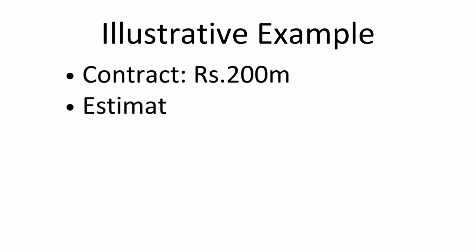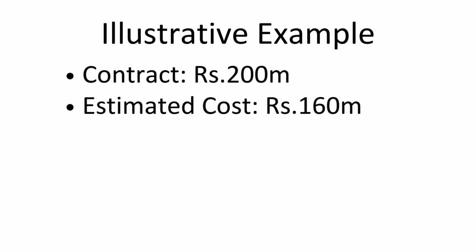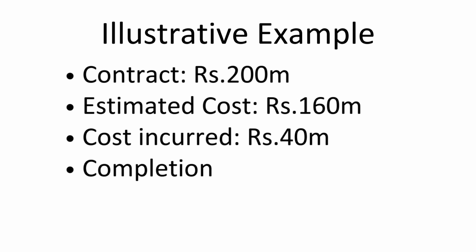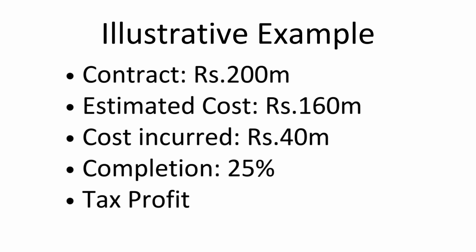Let's take a simple example. Assume a project with a contract value of 200 million rupees and estimated cost of 160 million rupees. If 40 million rupees have been incurred so far, the project is 25% complete. Under Section 36, 25% of revenue is recognized, resulting in taxable profit of 10 million rupees. This profit is taxable even if IFRS accounts show a loss or zero revenue.